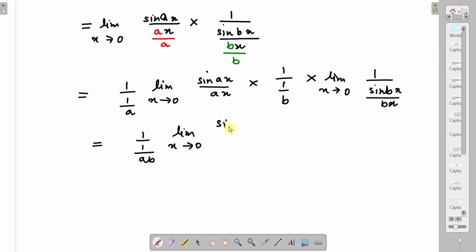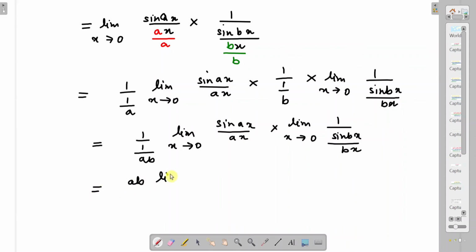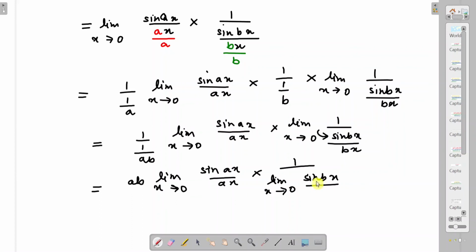That will be nothing but limit x tends to 0, sine ax divided by ax multiplied by limit x tends to 0, 1 by sine bx divided by bx. Now here you will get ab, limit x tends to 0, sine ax divided by ax, and this limit we can take in the denominator. So 1 by limit x tends to 0, sine bx divided by bx.